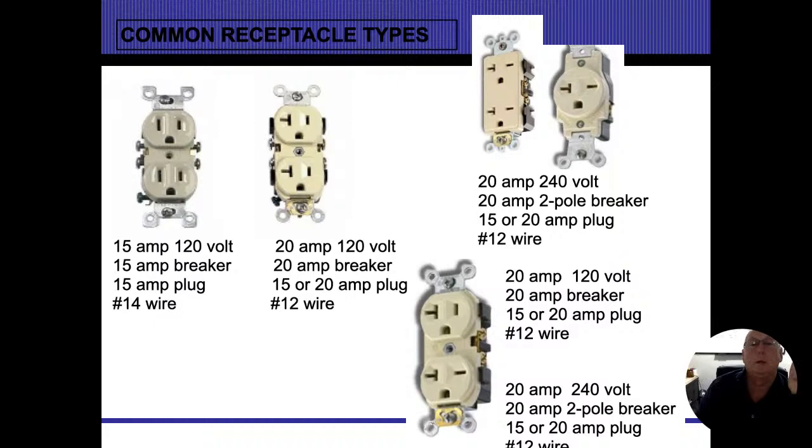The bottom one is kind of a split receptacle, and the bottom one here is designed for a 240 circuit, where the top one is only designed for a 120 circuit that comes in there. So you are going to see some weird and awkward outlets, but I'd like you to be able to determine what's what and what they mean.